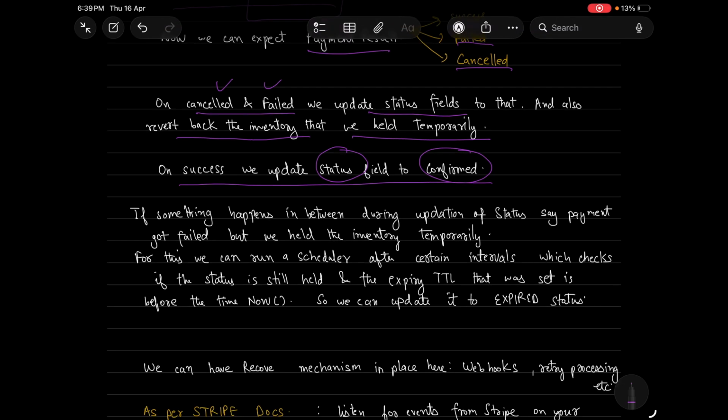If something happens in between during the updating of states, say the payment failed, but we held the inventory temporarily, for this we can run a scheduler at certain intervals which checks if the status is still held and the expiry TTL that was set is before the time now, so we can update it to expired status.